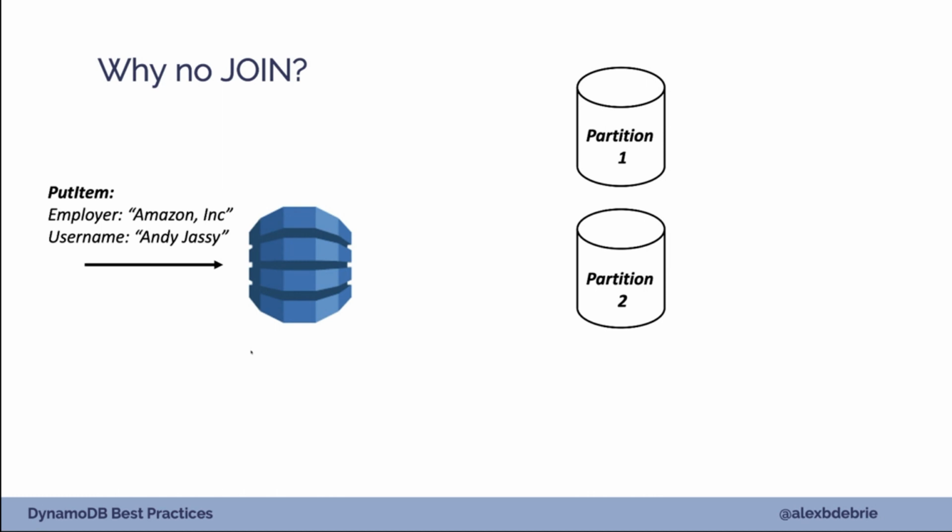Now when a request comes in, let's say we're doing a PutItem request, which is just going to write a new item into your DynamoDB table, and we want to add Andy Jassy here. So we've got the employer of Amazon Inc., and the username of Andy Jassy. What the DynamoDB front end is going to do is take that request and run a function on that partition key, which in this case is employer.